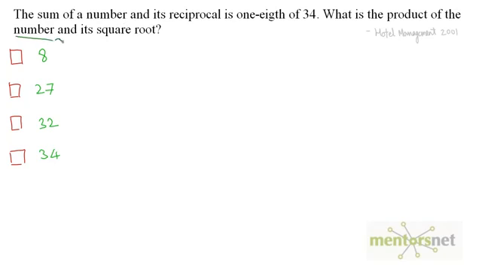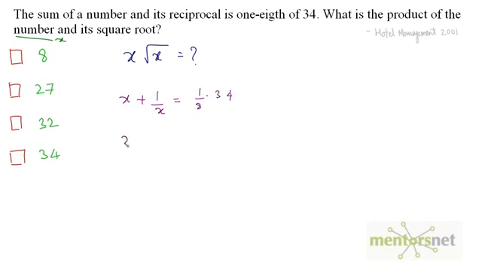So let the number be x, and we have been asked the product of the number and its square root. Now let's analyze what has been already given to us. The sum of that number and its reciprocal, so x plus 1 by x, is equal to 1/8 of 34. We can solve this for x and get the value of x.